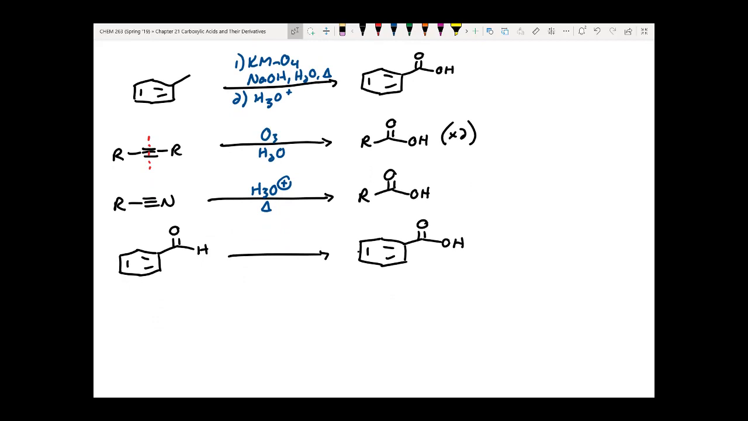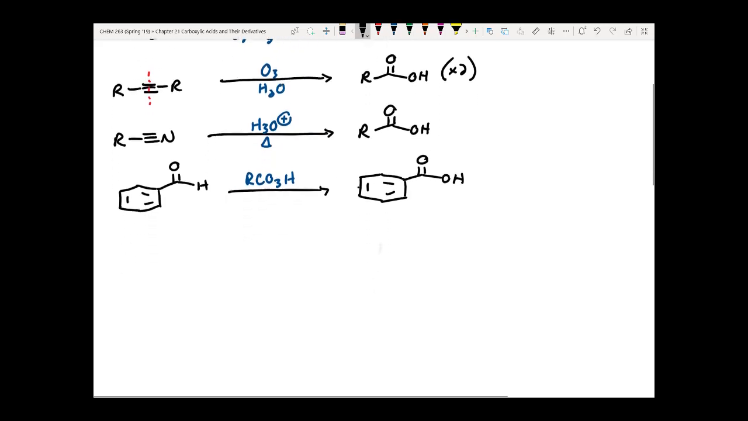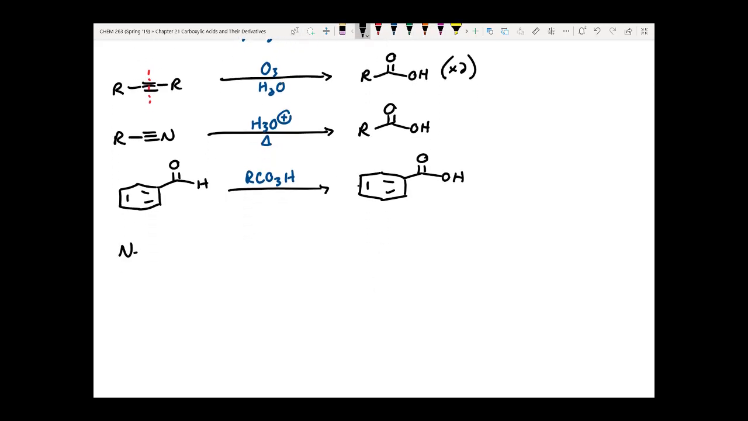All right, last one. What do we need here? Yep, this was the Baeyer-Villiger oxidation, RCO3H. So we have a bunch of tools in our toolbox already where we can accomplish these transformations, but I'll show you a new one that's pretty slick.